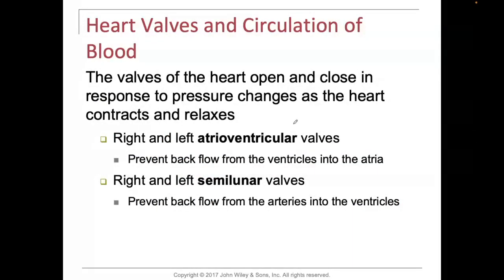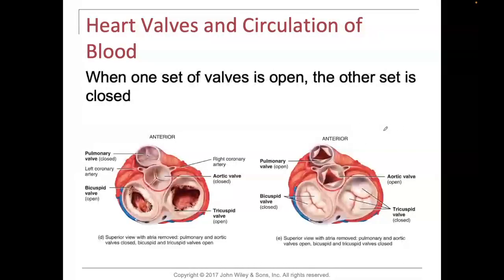Okay, so we understand the valves. We know what the atrioventricular valves are. Those are going to be the tricuspid and bicuspid. And we know what the semilunar valves are. That's going to be the pulmonary semilunar valve and the aortic semilunar valve. And this is where they are here.